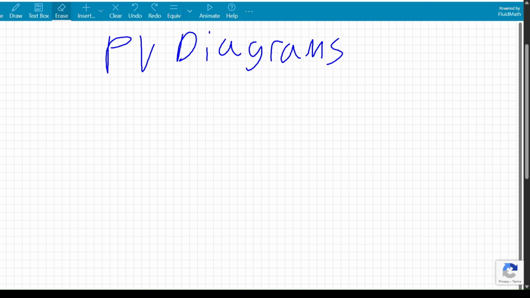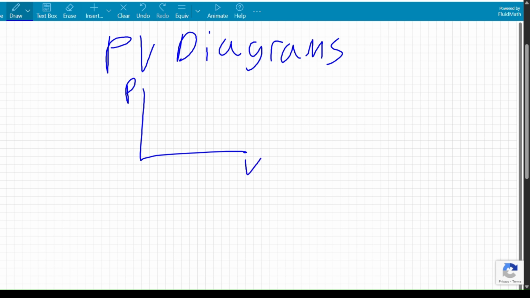Let's get into it. So PV diagrams, it's literally just a graph of the pressure as a function of volume. That's basically it, right? So you can graph any type of thermodynamic process using this if you know the pressure and volume. But the main reason why we use these is because the area under the curve of whatever graph this is, this area is actually equal to the work done.